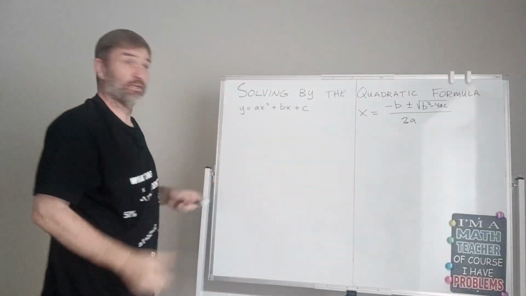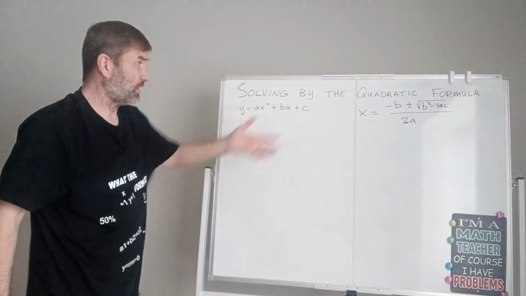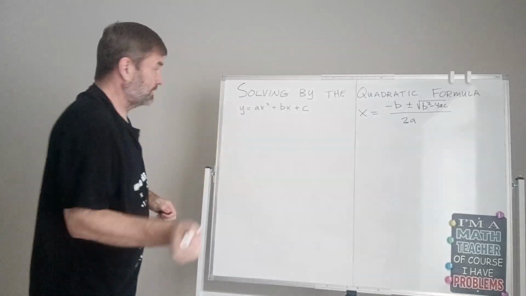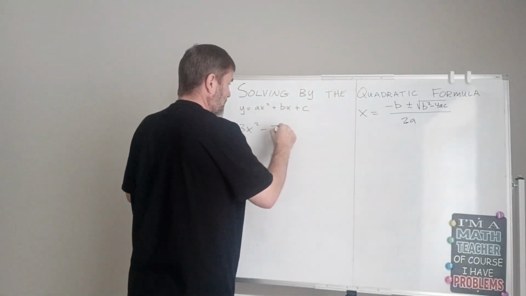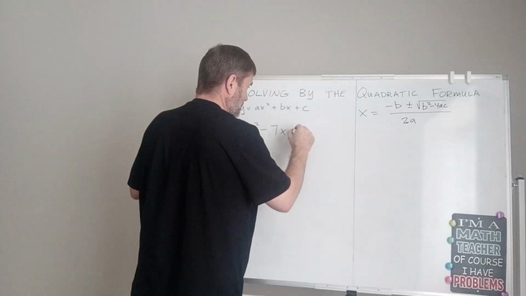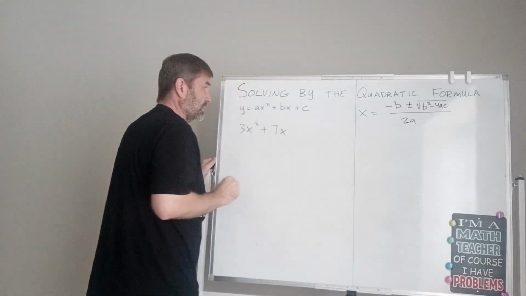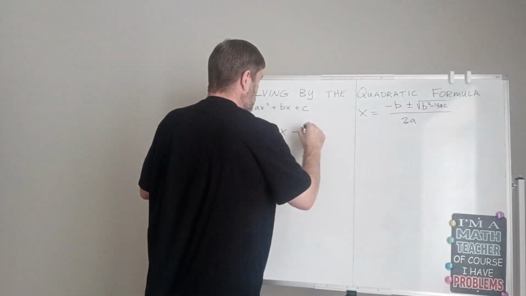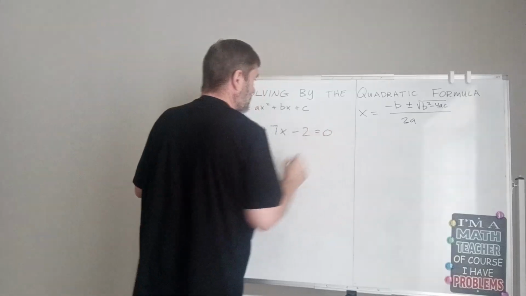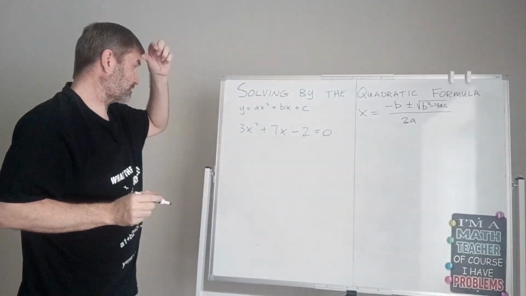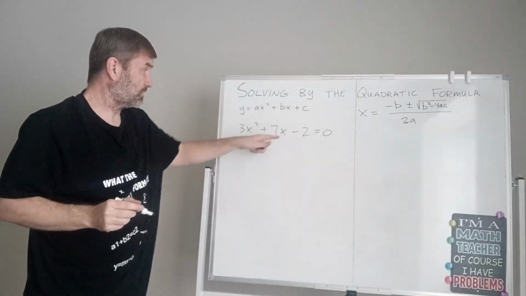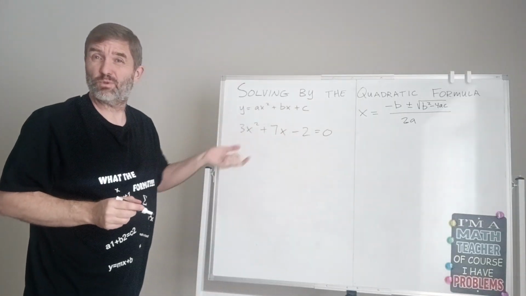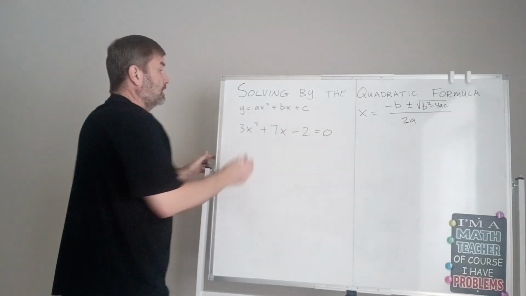However you track your A, B, and C. If you have a lot of practice, maybe you just do it in your head. That's up to you. So let's do what? 3x squared plus 7x this time. Minus 2 equals 0. Okay, so 3 times negative 2 is negative 6. Factors of 6 don't subtract to 7, so we just check it real quick to make sure it's not factorable.